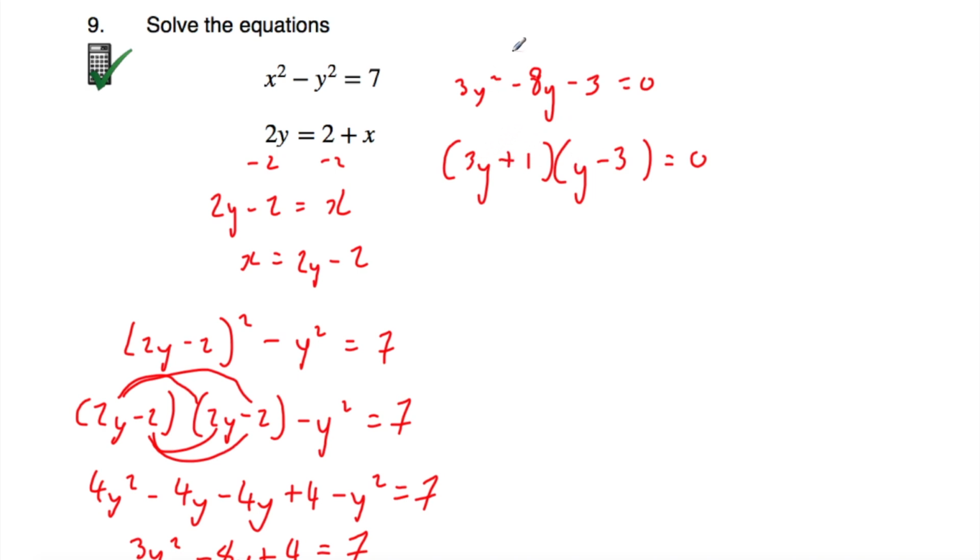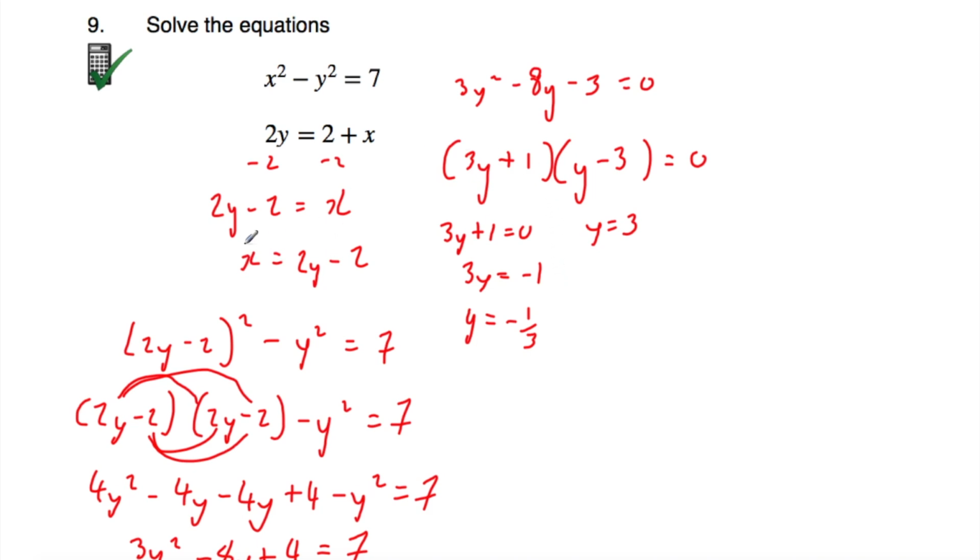3y times y would be 3y squared. 3y times minus 3 would be minus 9y. Plus 1y would be minus 8y. That's fantastic. And then we've got our minus 3 on the end, and that's equal to 0. Fantastic. Okay, so that means here that y is equal to 3, or here we've got 3y plus 1 is equal to 0. If we take away 1 from both sides, we're going to get that 3y is equal to minus 1. And then if we divide by 3, we're going to get that y is equal to minus a third, because minus 1 divided by 3 would be minus a third. So there are two values for y.